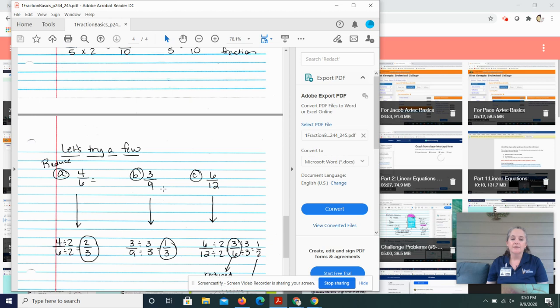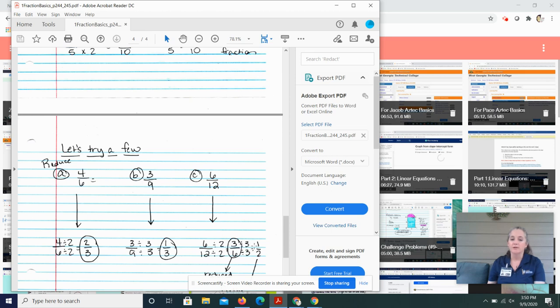So 3/9, 3 and 9 are both divisible by 3. So I divided both by 3 and got 1/3. So 3/9 reduces to 1/3. Now 6/12. Here's something I want to show y'all. I divided 6 and 12 both by 2 because I saw, oh, they're both even numbers. When I did that, 6 divided by 2 is 3. 12 divided by 2 is 6. I got 3/6.